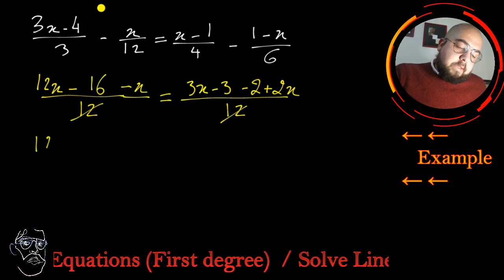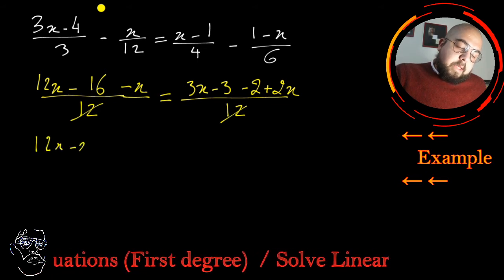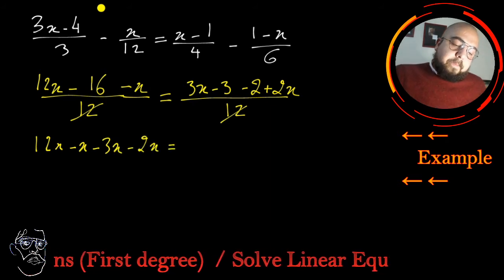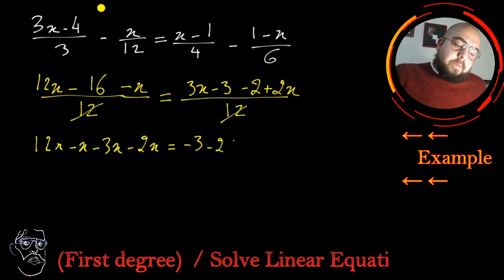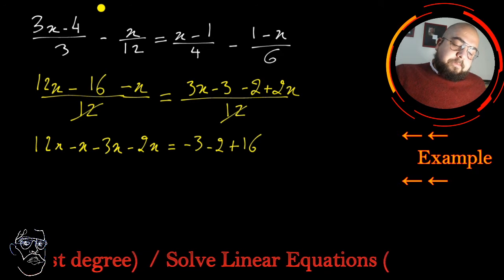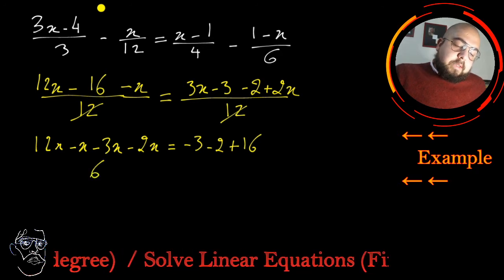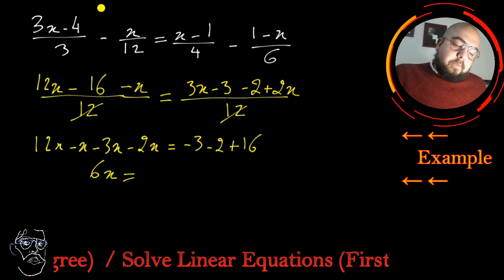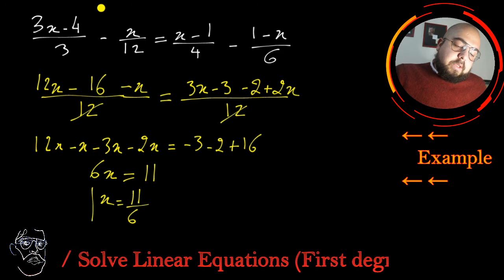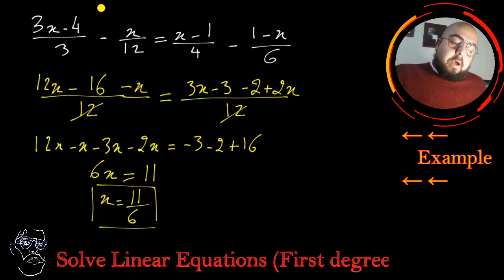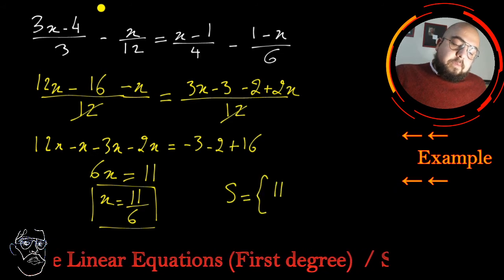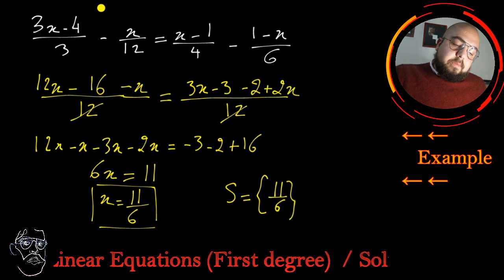So I will have 12x minus x minus 3x minus 2x is equal to minus 3 minus 2 plus 16. So one more time, we will have minus 6x is equal to 11. So x is equal to 11 over 6. So this is the root or the solution of your equation. So you can write down S is equal to 11 over 6. All right.